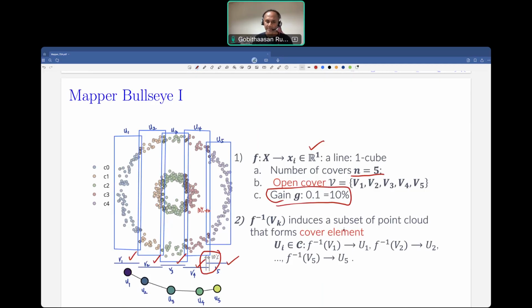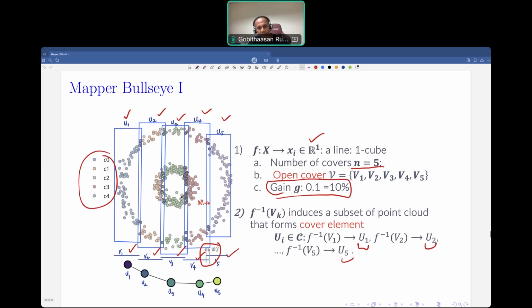And next is the pullback, which of course is going to induce a point cloud. So we have the corresponding pullback. Each cover by chance corresponds to one pullback, which is U1, U2, U3, U4, and U5. I've colored them here for you to see. Each will be a so-called sub point cloud on which we are going to do DBSCAN.